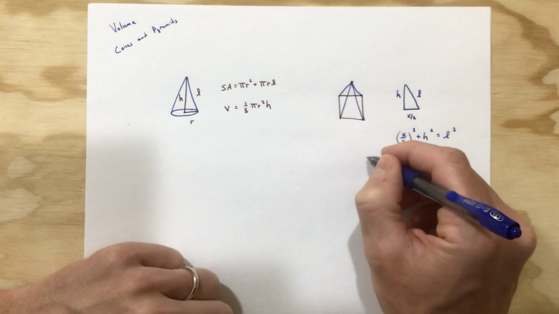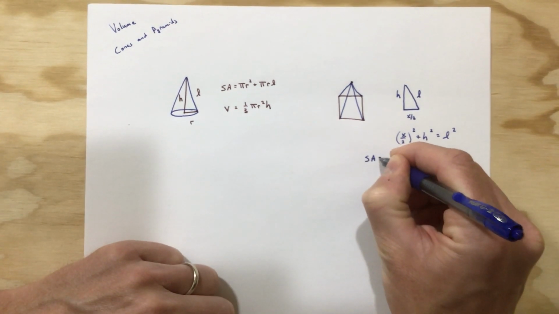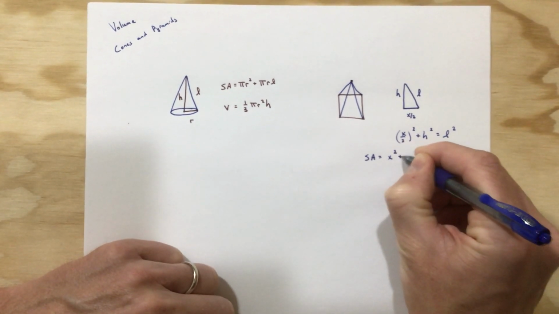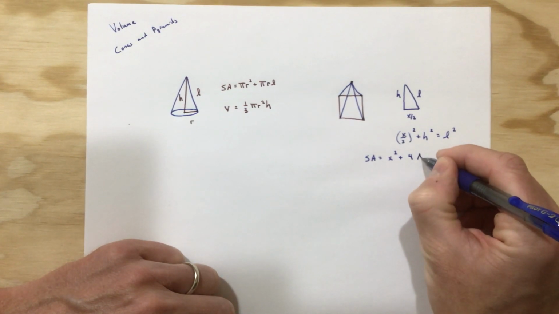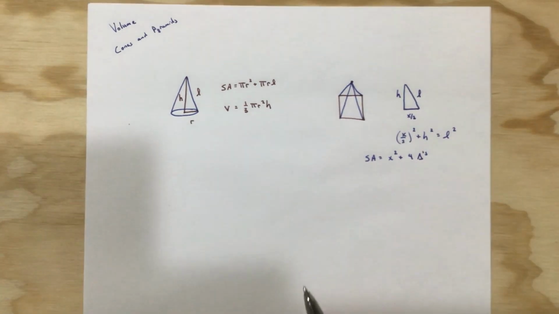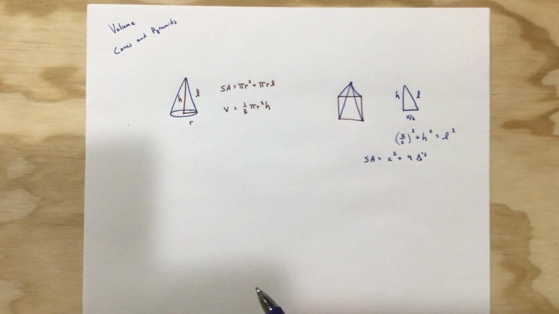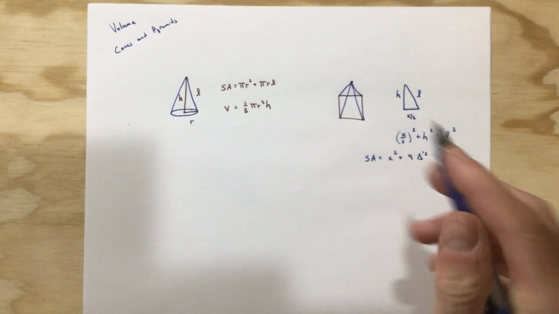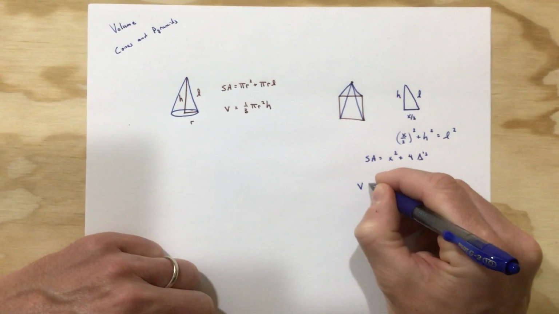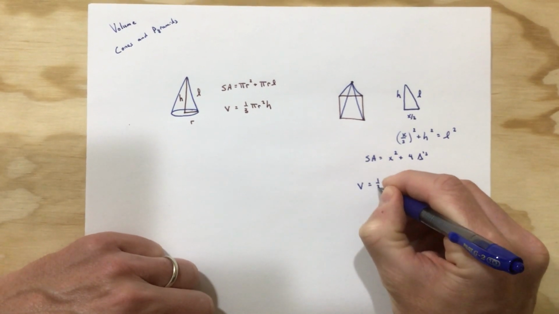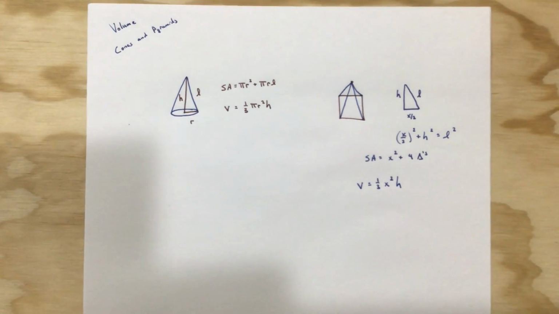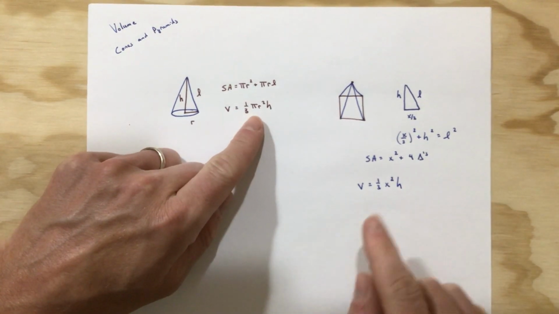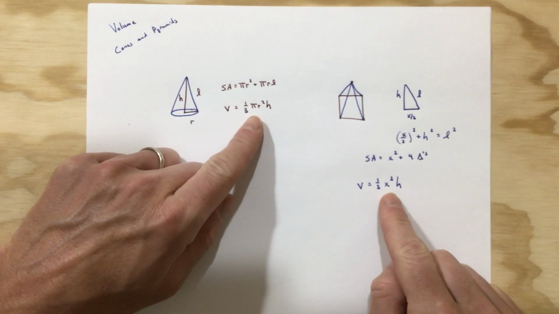We talked about the surface area yesterday, which was x squared plus 4 triangles. I won't go right now into how you find the area of the triangle with the slant height stuff. But the volume of this guy is 1/3 x squared h. Okay, now let's compare these two formulas. 1/3 pi r squared h, 1/3 x squared h.